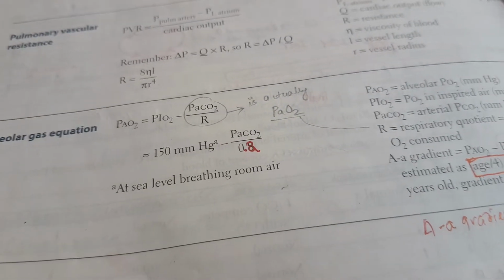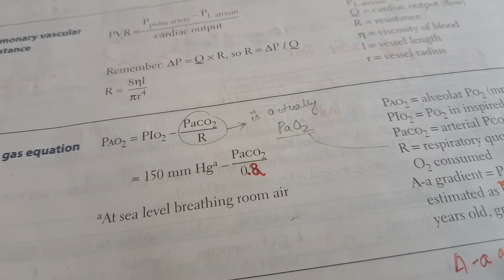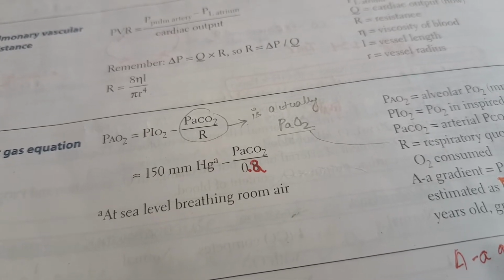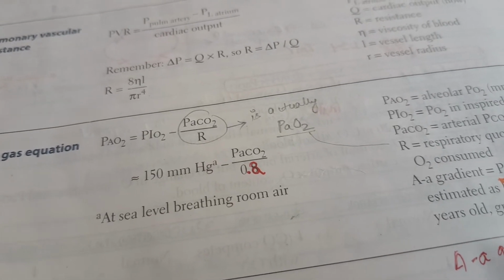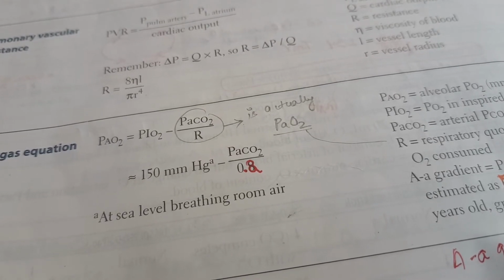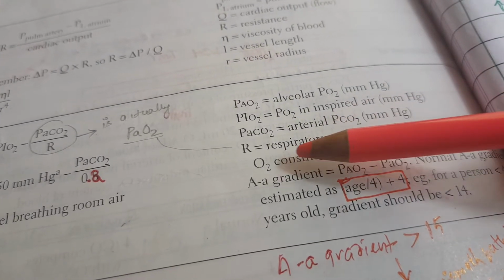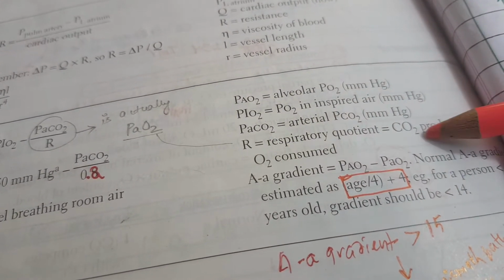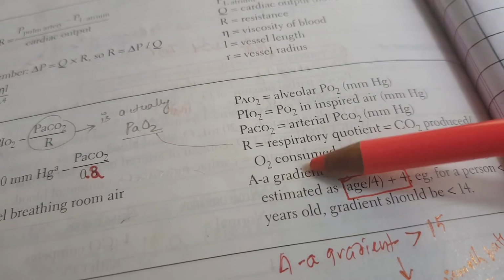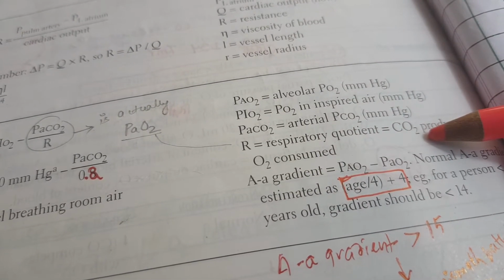Partial pressure of alveolar O2: PAO2 is equal to PiO2 minus PaCO2 over R. If you see in this formula, R is the respiratory coefficient, which is equal to carbon dioxide produced over oxygen consumed. Okay, so just think about it.